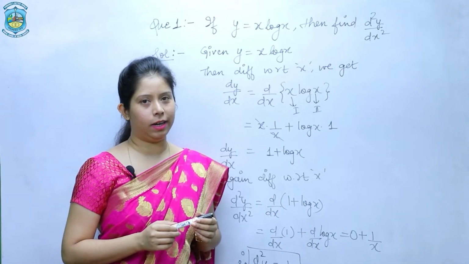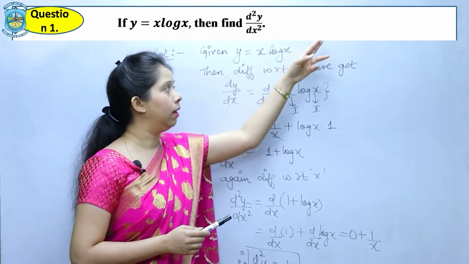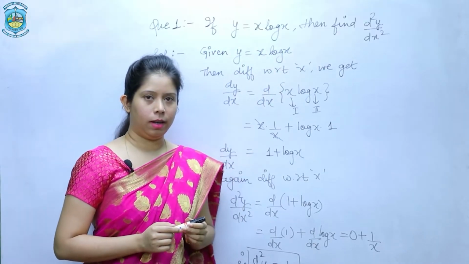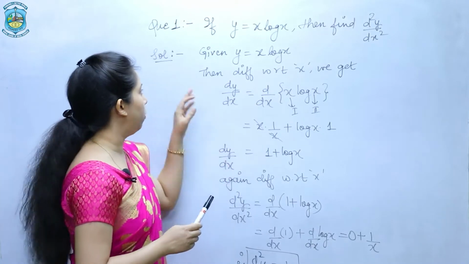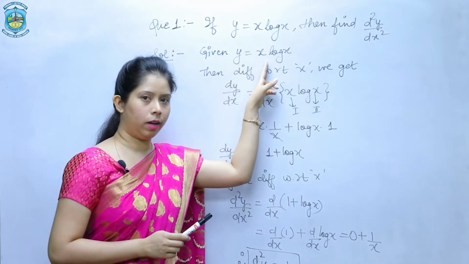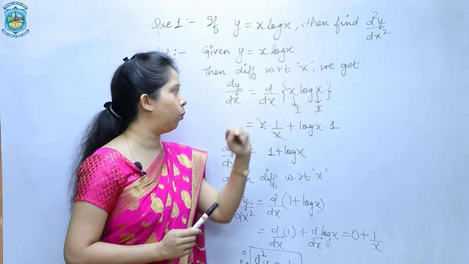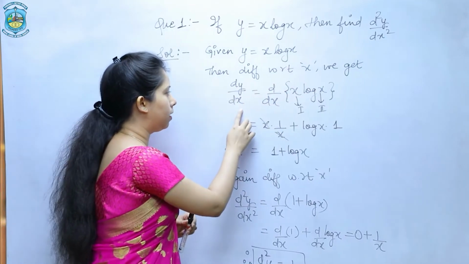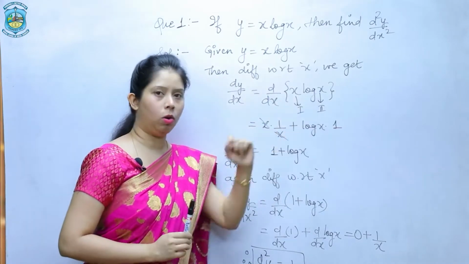So, the first question is, if y is equal to x log x, then find d2y by dx square. That means you have to find the second order derivative. So, for that the solution is, given y is equal to x log x, then differentiating both sides with respect to x, we get dy by dx is equal to d by dx of x into log x.